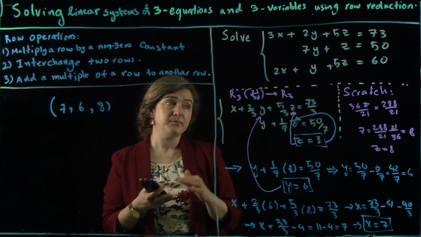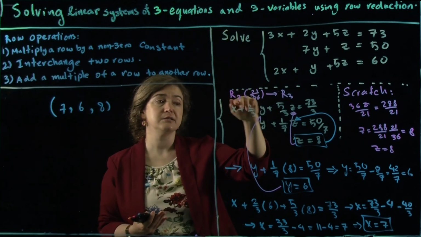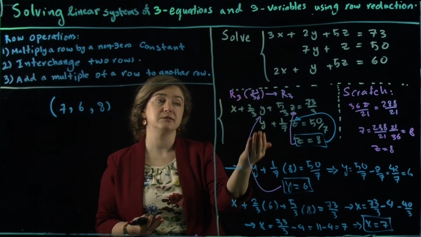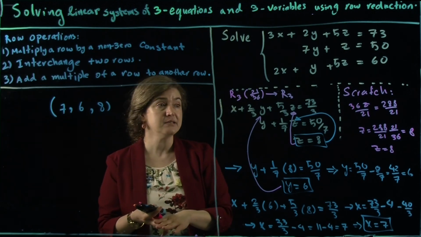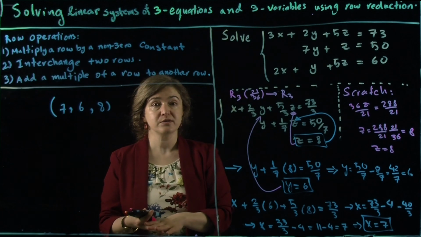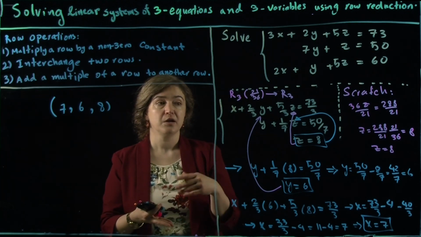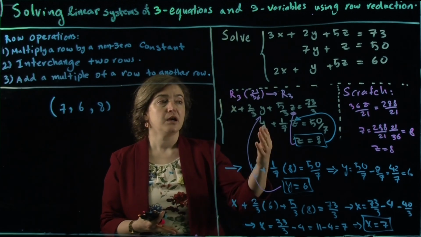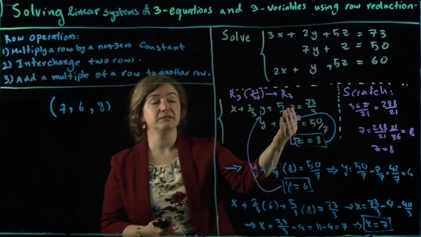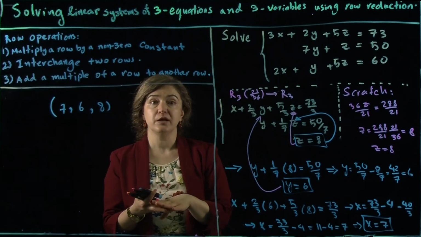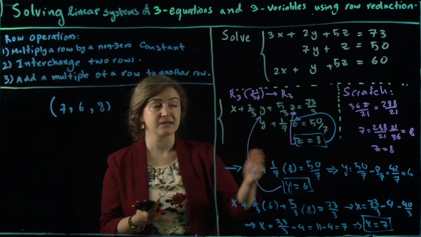There are other methods of doing this. As you create the zeros underneath, you also create zeros above, which is how the computer does it. But for a first course in linear algebra, usually what you do is you create zeros underneath, and then you go back and create zeros above.